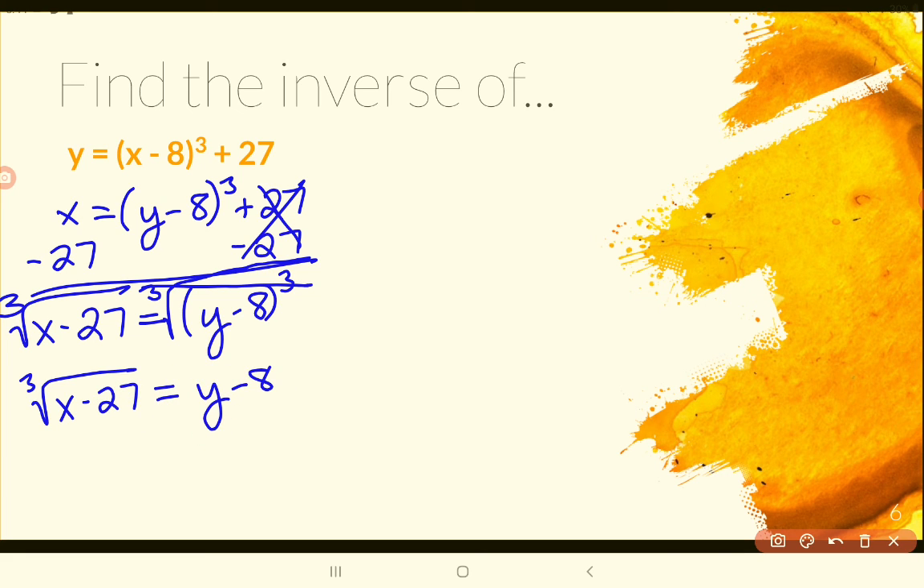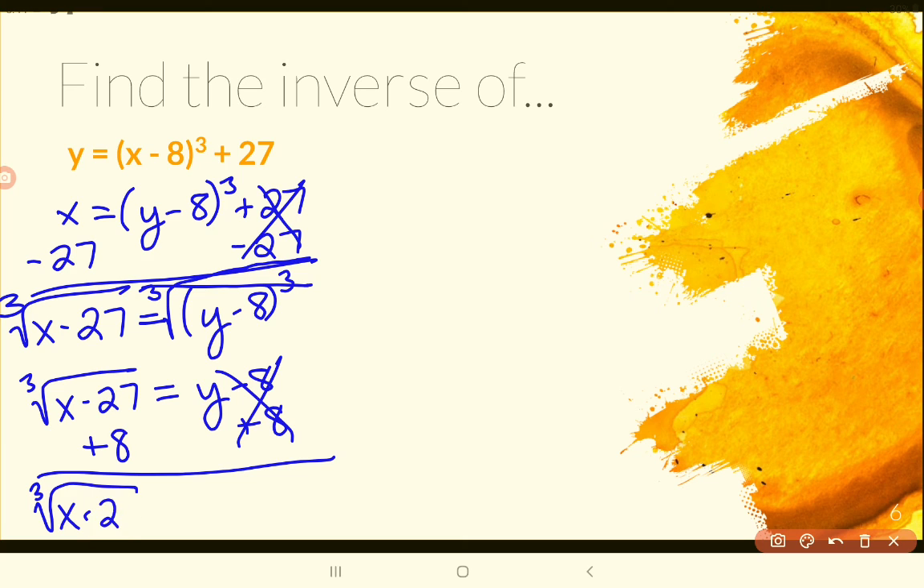What's my last step here? Well, you've got a minus 8 with y. To cancel that out, I need to add 8. So your final answer, you have the cube root of x minus 27 plus 8. And again, I don't put the 27 and the 8 together because that 27's inside the cube root. It's like it's in a box and I can't touch it. But you're done right there.